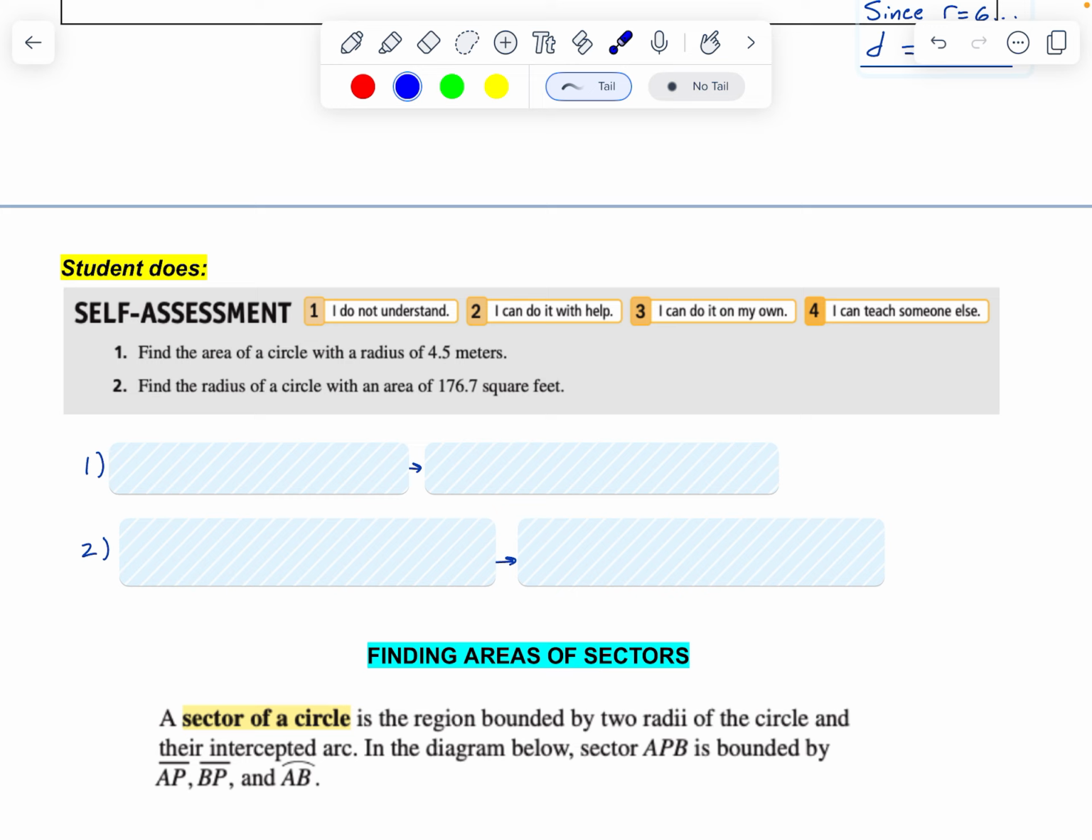Did you pause it? Are you lying? You better not be lying. You better have tried these yourself.